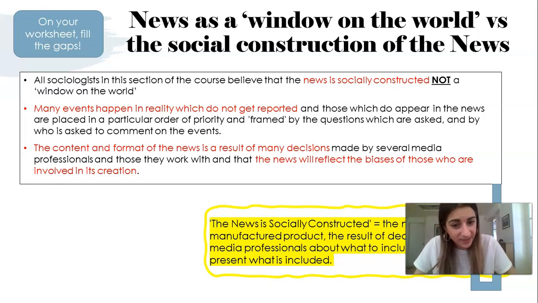It's something that is created based on the results and decisions made by media professionals about what to include and how to present it. So if you think about it, a lot of things happen in the world and they are not reported and they don't appear in the news. You've also got to think in terms of what does appear in the news. It's structured and ordered in different ways based on what media professionals think is most important. And all this is because of decisions by media professionals, and the owners of the media as well. So basically everything we see in the news reflects those involved in its creation.